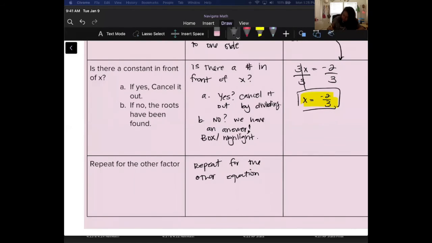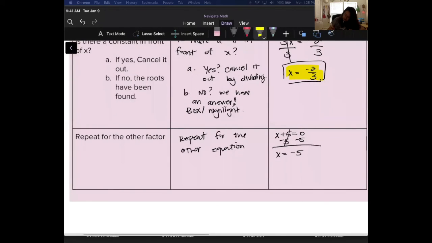So I had x plus 5 equals 0. I'm going to move all my numbers to one side, so I'm going to subtract 5 on both sides. So x equals -5. Is there a number in front of the x? Well, if we look at it, no, there isn't any number in front of the x. So we're done. I'm going to highlight my answer or box it.